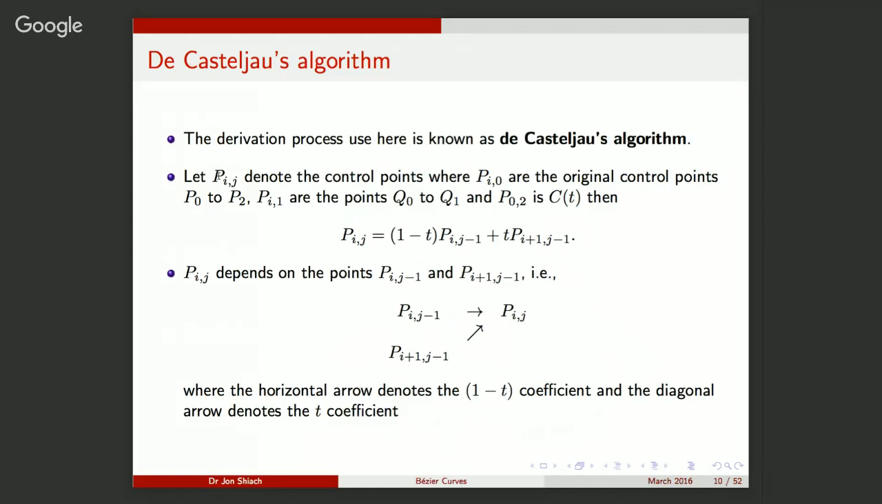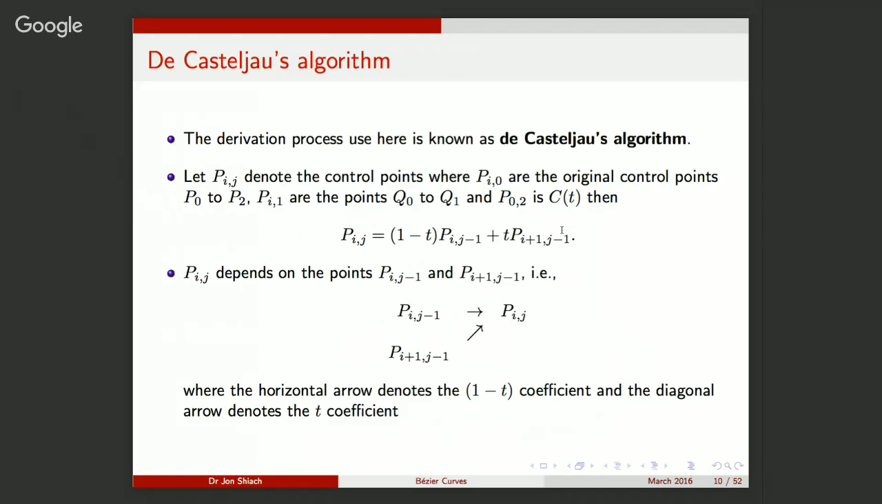So Pi0 are the original control points, P0, P1, P2. Pi1 denotes Q0 and Q1. P02, well, that's the point on the Bezier curve. That's what we want to find. We want to find P02. And the algorithm is like this. P subscript ij is essentially the parametric equation of a straight line: (1 minus t) times P(i, j minus 1) plus t times P(i plus 1, j minus 1).